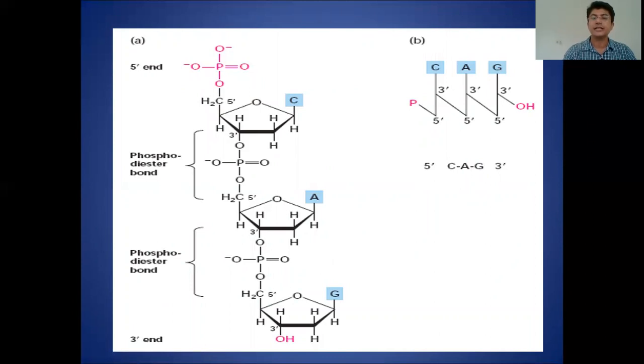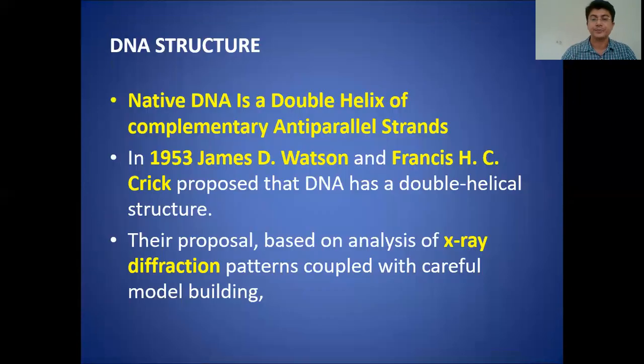The nucleic acid sequence can be mentioned in this format, CAG, or the orientation of the nucleic acid chain can be mentioned, writing 5' followed by the nucleotide sequence, and then ending the sequence with the 3'. If 5' to 3' is not mentioned, it is understood that the sequence is in 5' to 3' orientation. But for mentioning the sequence in 3' to 5', the orientation must always be mentioned.